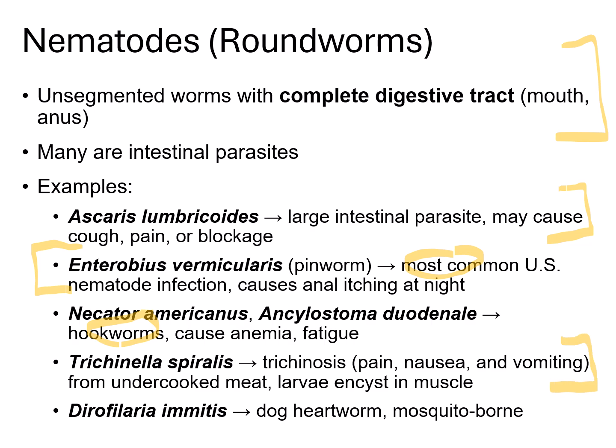Trichinella spiralis causes trichinosis, and it's contracted from undercooked meat and encysts in muscle tissue. So it'll embed itself into muscle tissue, and if we eat undercooked meat, which is essentially muscle tissue, it can cause trichinosis, and that leads to pain, nausea, and vomiting. Finally, we have Dirofilaria immitis, the dog heartworm, and this is transmitted by mosquitoes and can be fatal to pets.